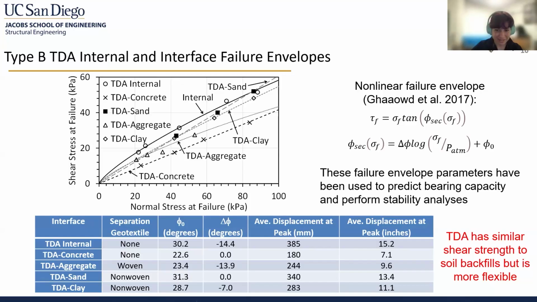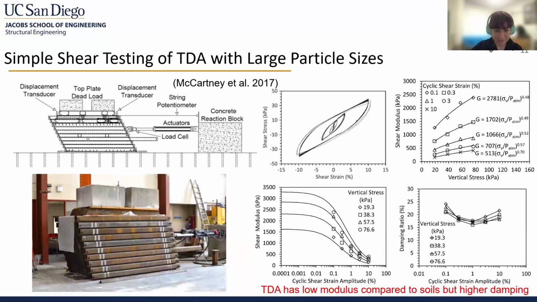Next slide, please. Looking at simple shear testing of TDA with large particle sizes, again, this is TDA type B. Main testing conclusions are that TDA has a low modulus compared to soils, but a significantly higher damping ratio as mentioned.